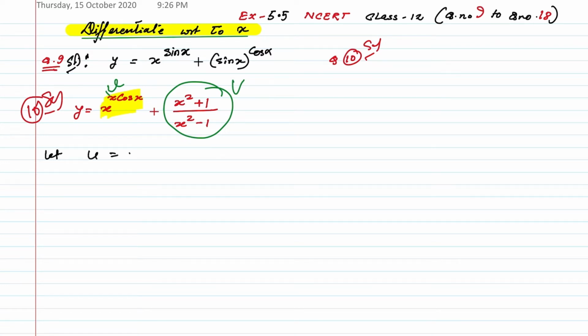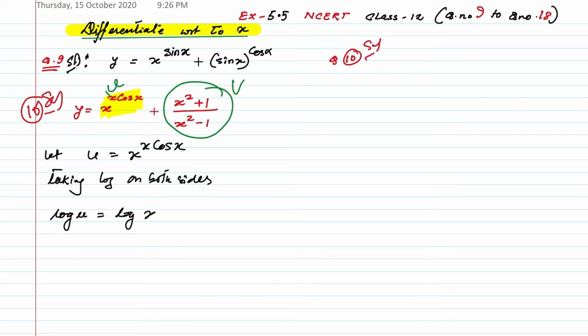u is equal to x to the power x cos x. So if you take log on both sides, what you will get, log u is equal to log of x to the power x cos x, and using the property of log, log u is equal to x cos x log of x. So now we are going to differentiate, with respect to x.